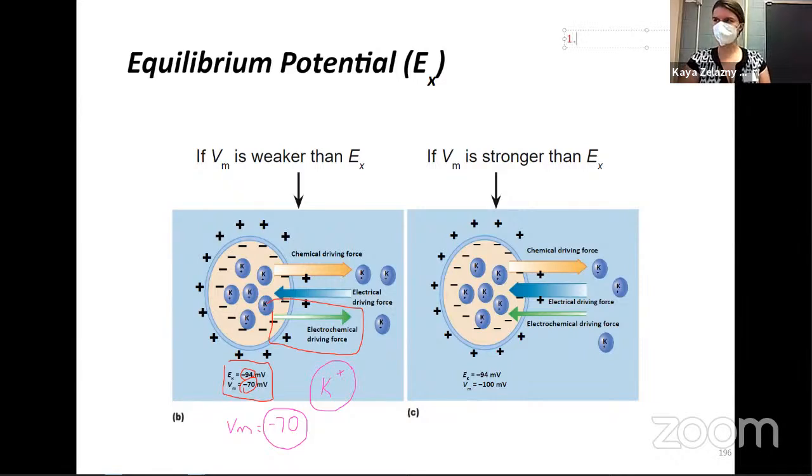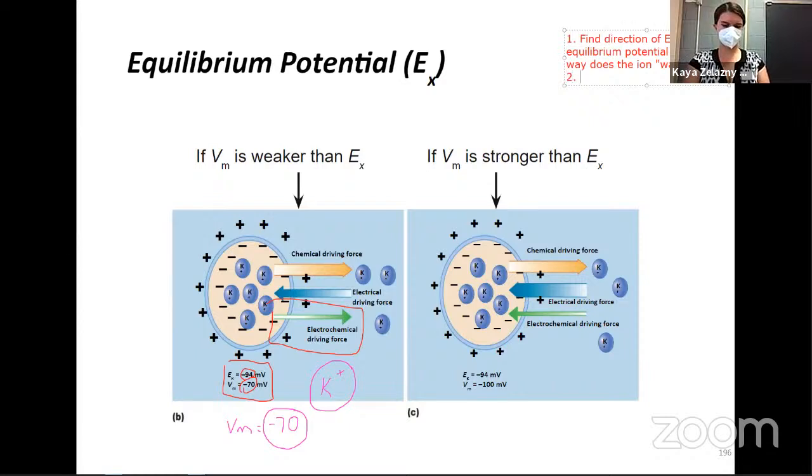I like to start with 1, find direction of the ECDF using equilibrium potential. Right. Which is our, which way does the ion want to go overall?